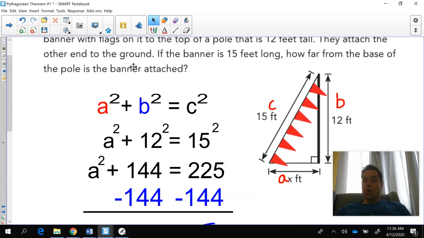So the base of the pole the banner is attached to is going to be 9 feet there. And again, very similar. The only difference here is we have the value of C. We don't have the value of A here.